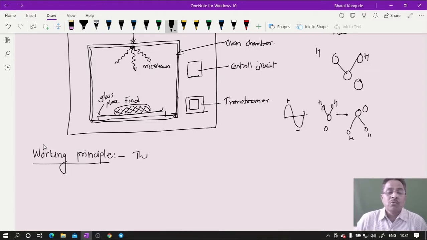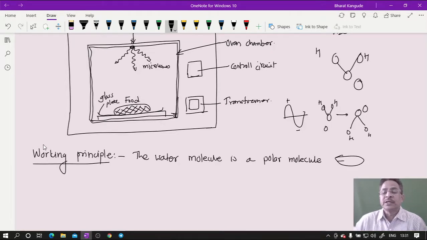The water molecule is a polar molecule. Means what? It looks like this. There is a positive end and there is a negative end. So this is polar. Otherwise, in this case, the positive and negative charge centers are at the same point, so this is non-polar. So the water molecule itself is a polar molecule, just like a dipole.